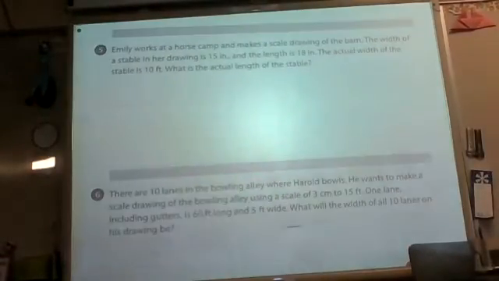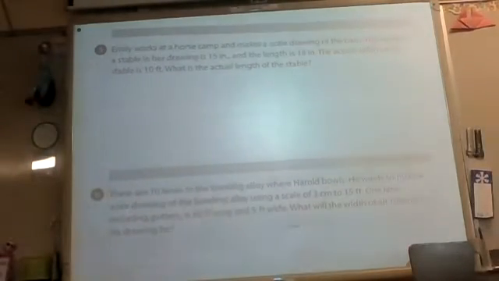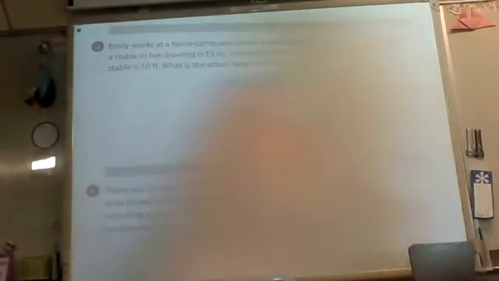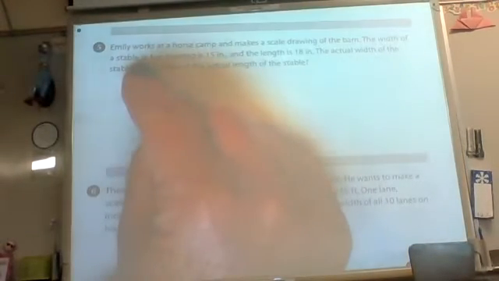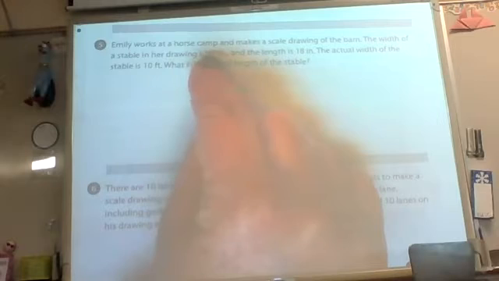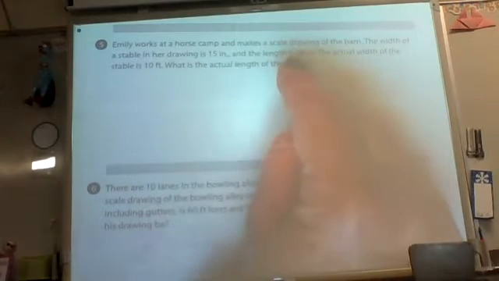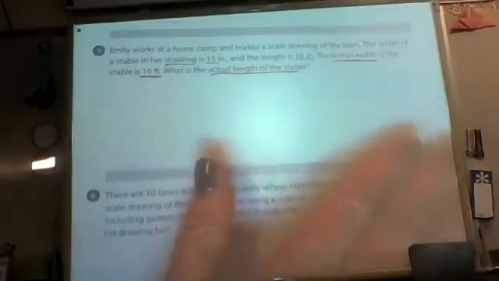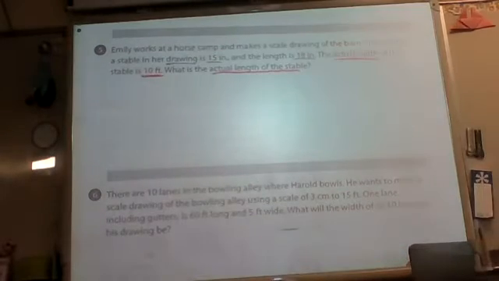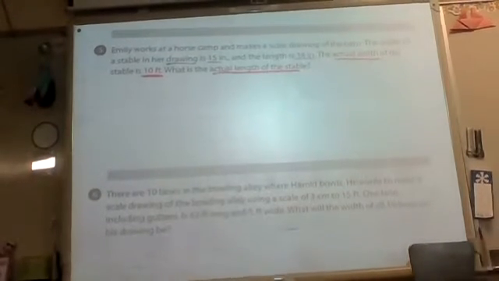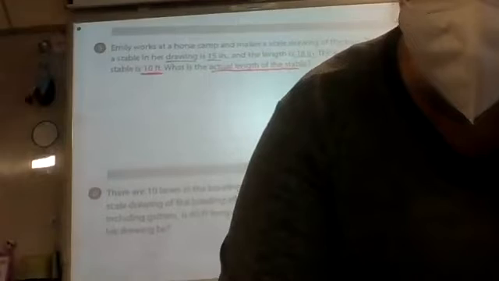It says, Emily works at a horse camp and makes a scale drawing of a barn. The width of the stable in her drawing is 15 inches, and the length is 18 inches. The actual width is 10 feet. What is the actual length? Again, I would draw this out. Drawing it out might help you understand this a little bit more. Go ahead, you have 4 minutes to go through this.